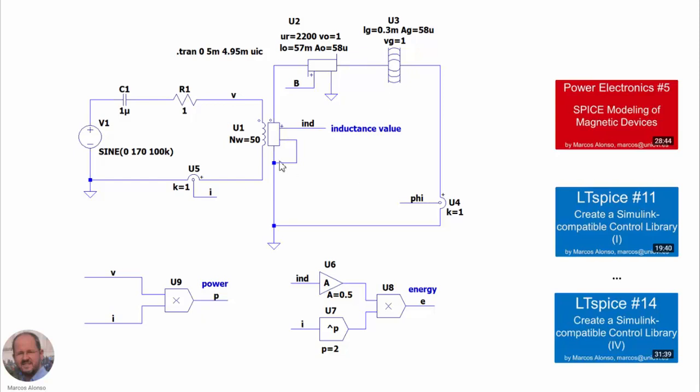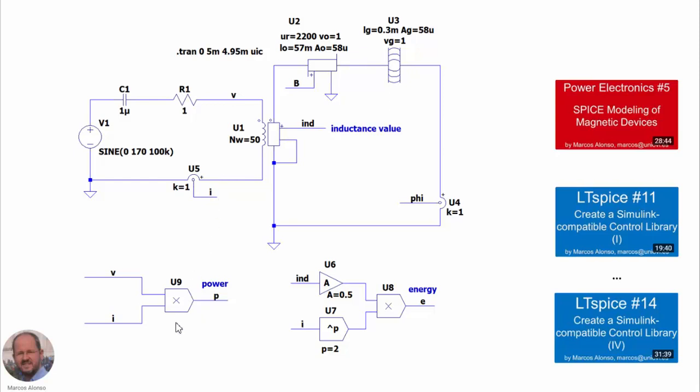flux in the core. And then we are supplying our inductor with a sinusoidal waveform of 170 volts amplitude, 100 kilohertz, using a series resistance of 1 ohm to inject the current. We are using this series capacitor in order to be sure that we are not going to have any DC component through the winding that can appear otherwise in the simulation. And then we are using this current sensor also to measure the current through the inductor.